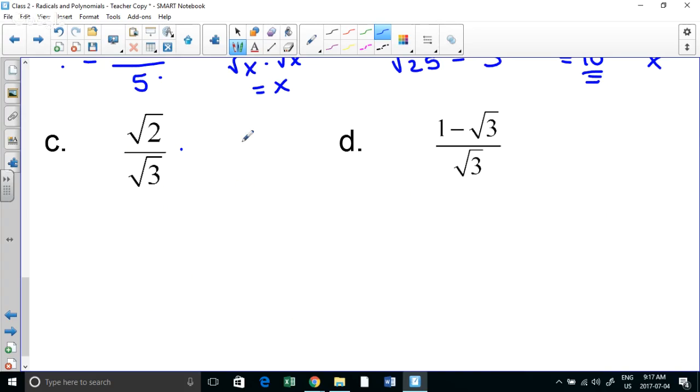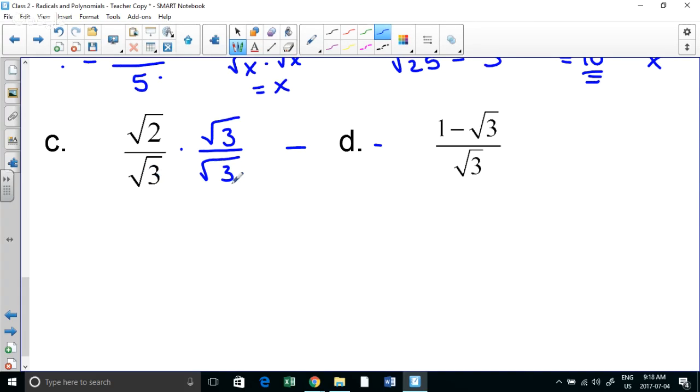Here, I wrote all over B, so we'll take a look at C. So we notice here we have a root in the denominator. I want to get rid of that root underneath. Because we have this property, I'm going to multiply it by itself.